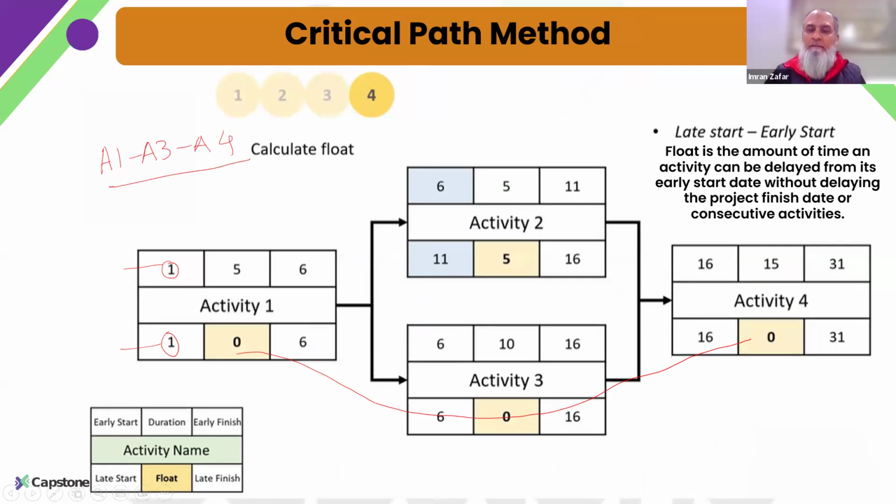Once I know my critical path, this is basically the shortest project duration and the longest path in my network diagram. And I need to be very careful about these three activities, because any delay on these activities means that my overall duration will suffer. That's why I need to be very careful about these activities.